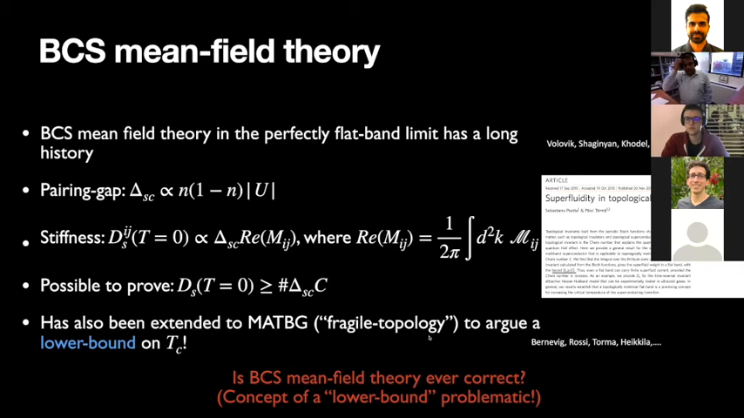Now, this immediately raises a few questions, and this is what puzzled me, and which is why I started working on this problem. The first one is, is it legitimate to apply BCS mean field theory to this problem in the limit of a perfectly flat band? Nominally, the answer is no. But the other one is, does the concept of a lower bound even make sense? Because the first time I saw this remark, I thought somehow what was being proven is that the ground state has to be a superconductor, which we know manifestly can't be the case because insulators exist.